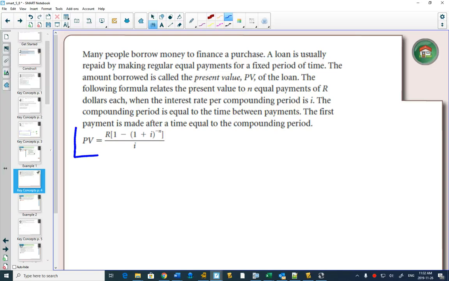So here, put a box around this formula. This is a formula for borrowing money. PV is the present value of the loan. R is how much your payments are that you're making. N is the number of payments. And I is the interest rate per compounding period, just like before.